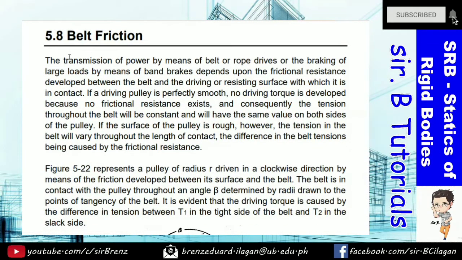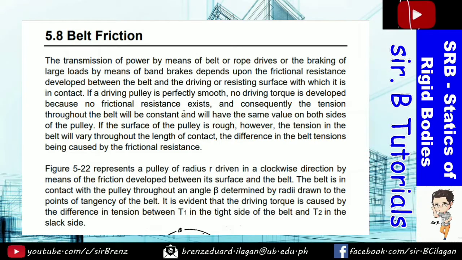Okay, so basahin natin. The transmission of power by means of belt or rope drives or the braking of large loads by means of band brakes depends upon the frictional resistance developed between the belt and the driving or resisting surface with which it is in contact. If a driving pulley is perfectly smooth, no driving torque is developed because no frictional resistance exists, and consequently, the tension throughout the belt will be constant and will have the same value on both sides of the pulley.